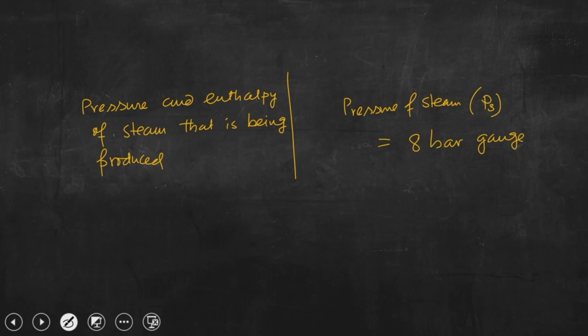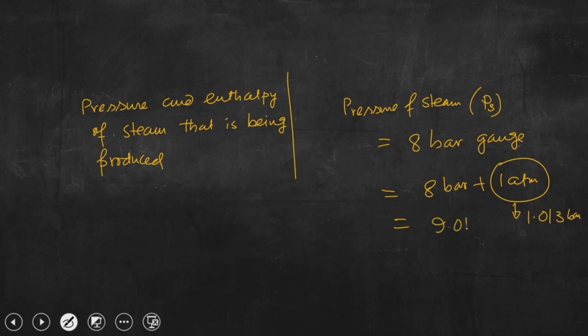Okay. I could have straightway written the final answer, but I am writing this as 8 bar plus 1 atmospheric pressure, right. So, 1 atmospheric pressure is equal to 1.013 bar. So, the total is coming 9.013 bar. So, this is the pressure, right. We have converted it into bar.